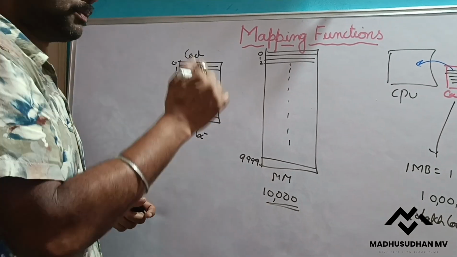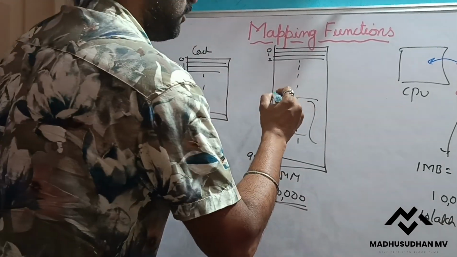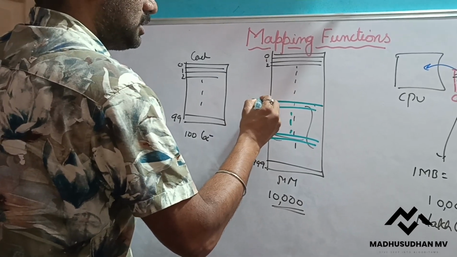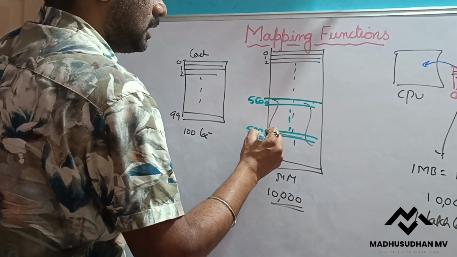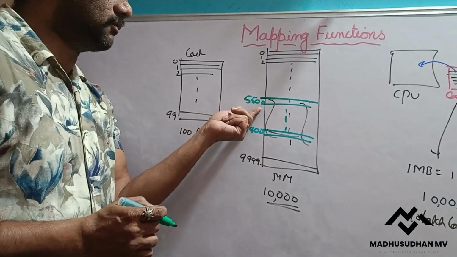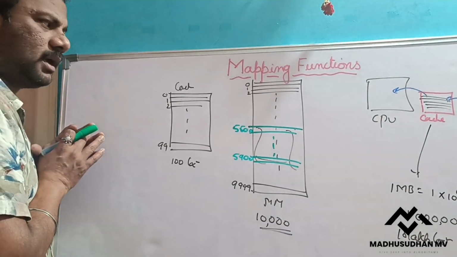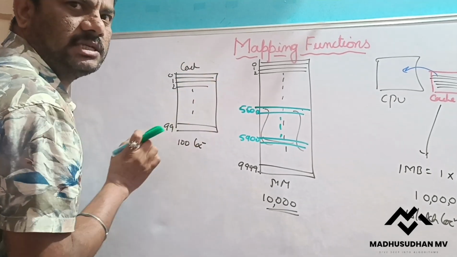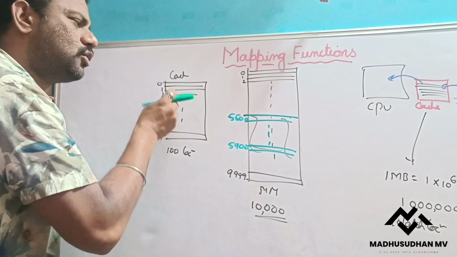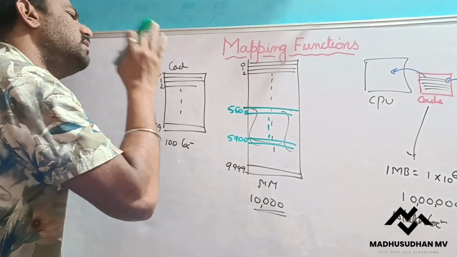Now assume the program I want to execute is stored in main memory from address 5,500 to 5,900. Whenever our CPU wants to execute, first it will check where? First it checks in the cache. Assume nothing is there in my cache, the cache is empty. So this is a cache miss, that is, it is not there in the cache. So what will the processor do? First it will go to the main memory, bring those blocks of instructions and store them in the cache.